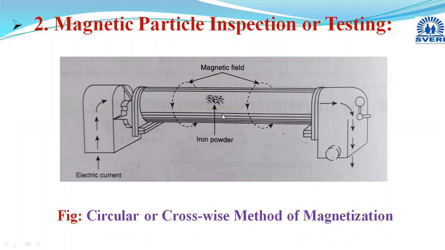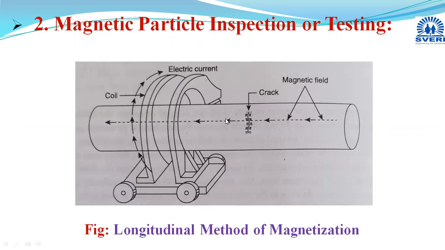Okay, so what are the advantages of this method? We can determine surface cracks, and some subsurface cracks can also be determined. For determining the subsurface cracks, we must go for direct magnetization instead of alternating current. We should use direct current. Due to direct magnetization only, we will be able to determine the subsurface cracks.